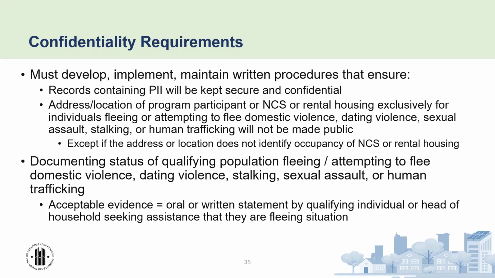And the written documentation only needs to include a minimum amount of information that the individual or family is fleeing or attempting to flee domestic violence, dating violence, sexual assault, stalking, or human trafficking, and does not need to include any additional details about the conditions that prompted the individual or family to seek assistance.